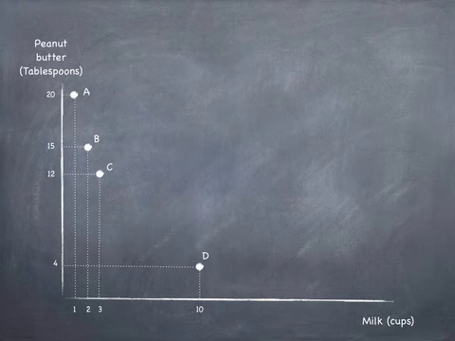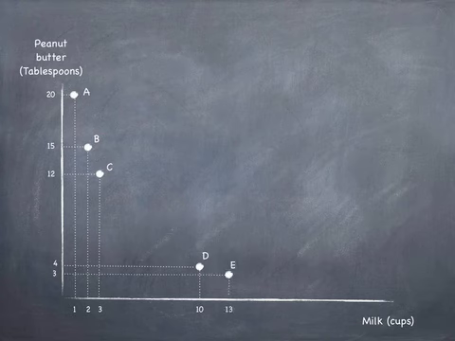Here, she doesn't have as much peanut butter, but she has quite a bit more milk. She has 4 tablespoons of peanut butter and 10 cups of milk. Is she willing to give up peanut butter in exchange for more milk? Yep, she is, but not as willing. She's now only willing to give up 1 tablespoon of peanut butter for 3 cups of milk. She needs quite a bit of milk now to compensate her for the loss of peanut butter because she doesn't have much peanut butter now.